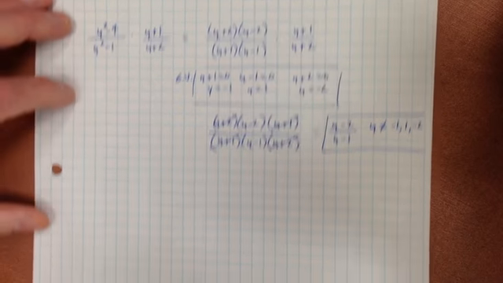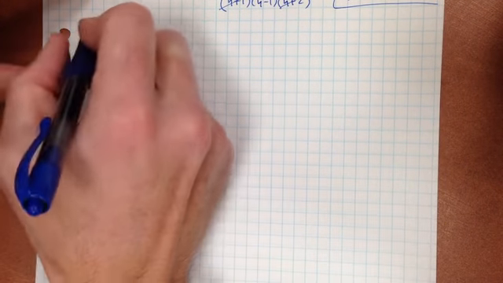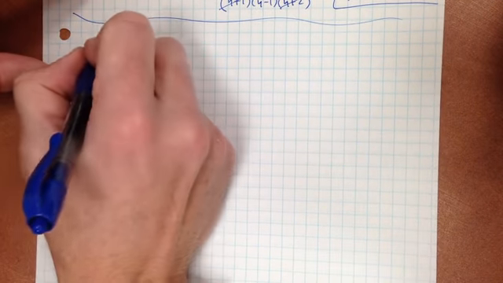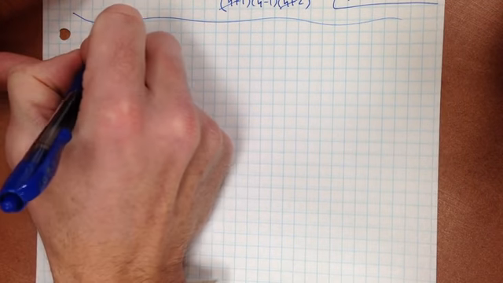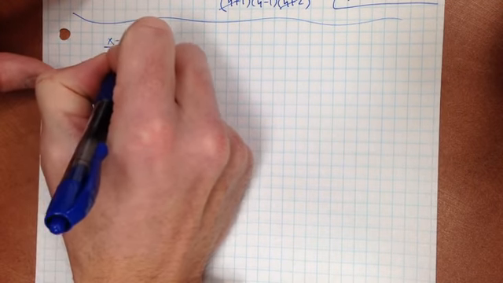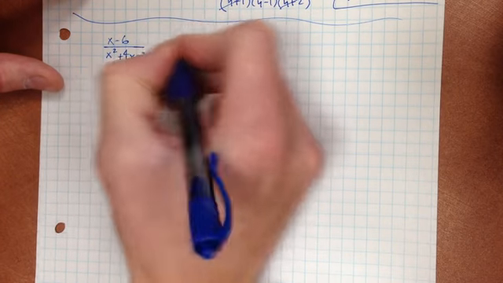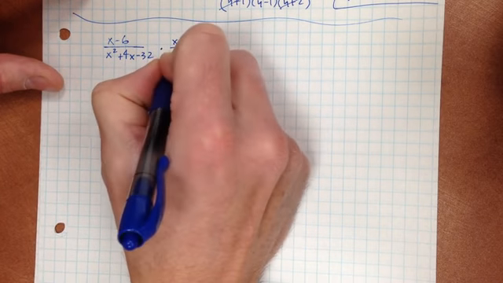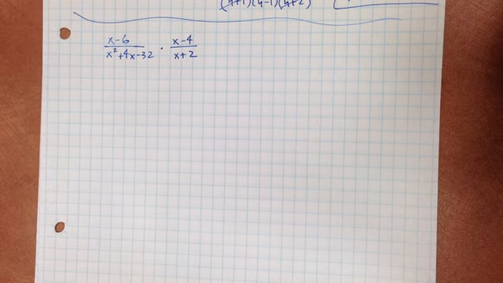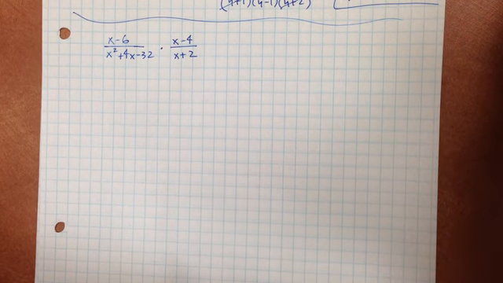All right, let's keep moving here. How about x minus 6 over x squared plus 4x minus 32 times x minus 4 over x plus 2. Okay, we need to get these denominators, and really everything, in factored form. That will lead us to our excluded values here.